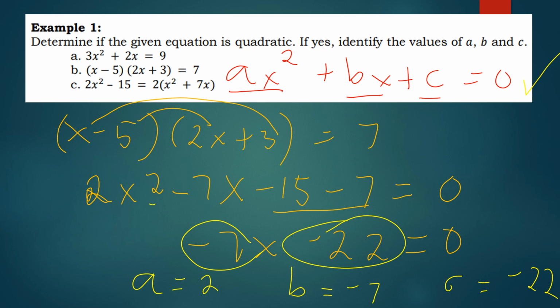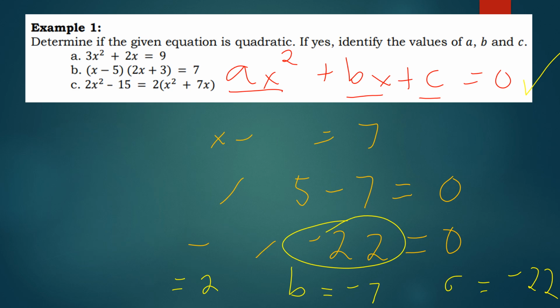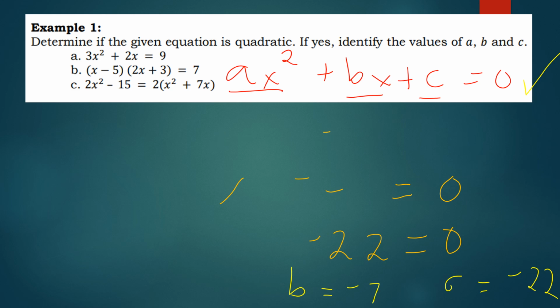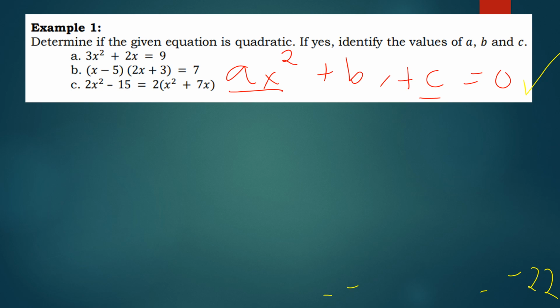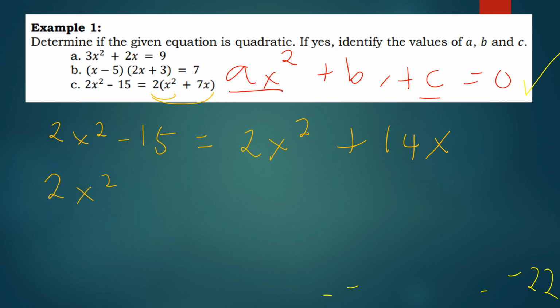Okay, so far we have letters A and B, quadratic equations. Let's try the last one. 2x squared minus 15 is equal to, let's try to distribute this. 2 times x squared is 2x squared. 2 times 7x is 14x. Okay, and then we need to put everything on the left side. So if we put this on the other side, it becomes negative 2x squared.